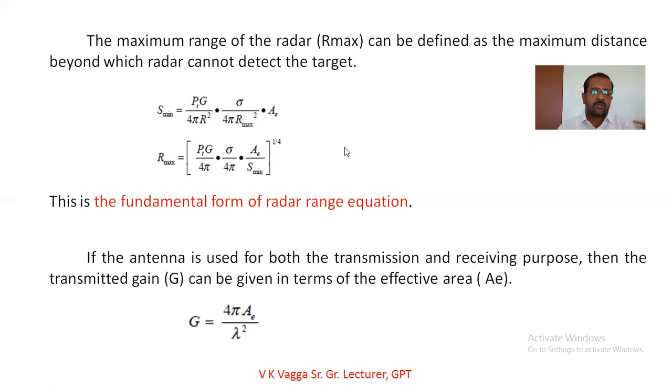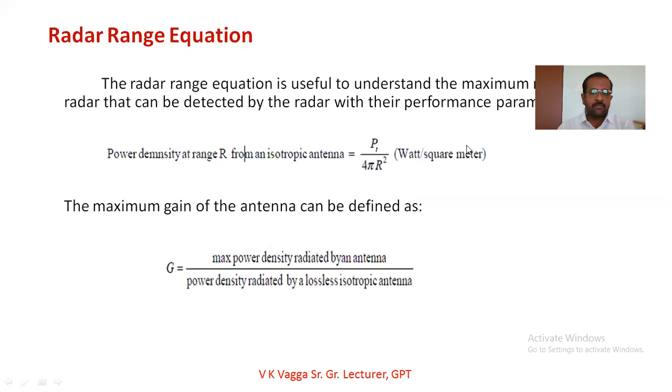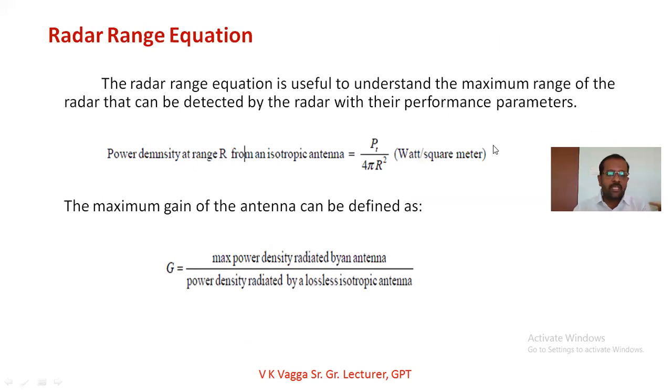Understood? Okay, I'm going to repeat in brief. If you take the power density of the isotropic antenna, it is given by PT divided by 4 pi R square. If you take the gain, it is given by the maximum power density by an antenna divided by the power density by the lossless antenna.